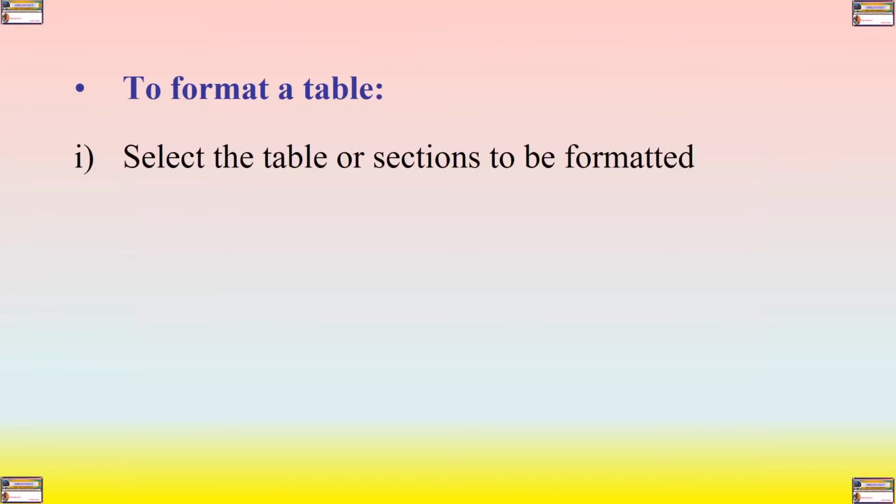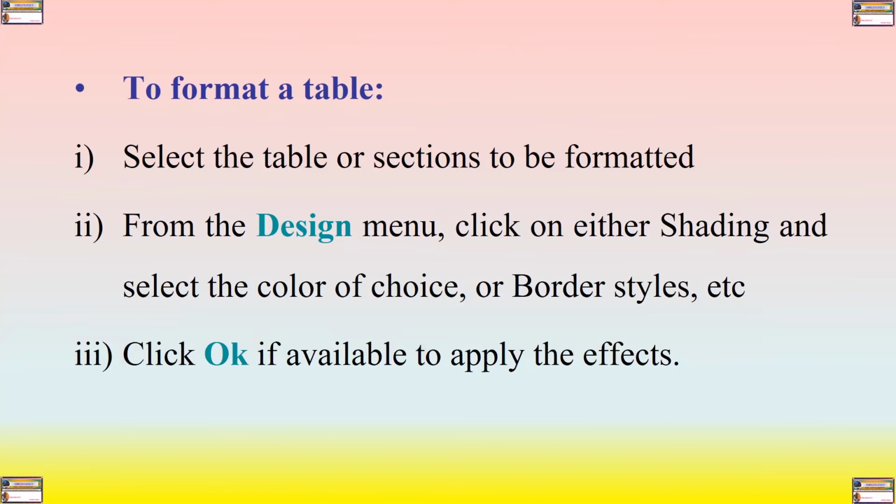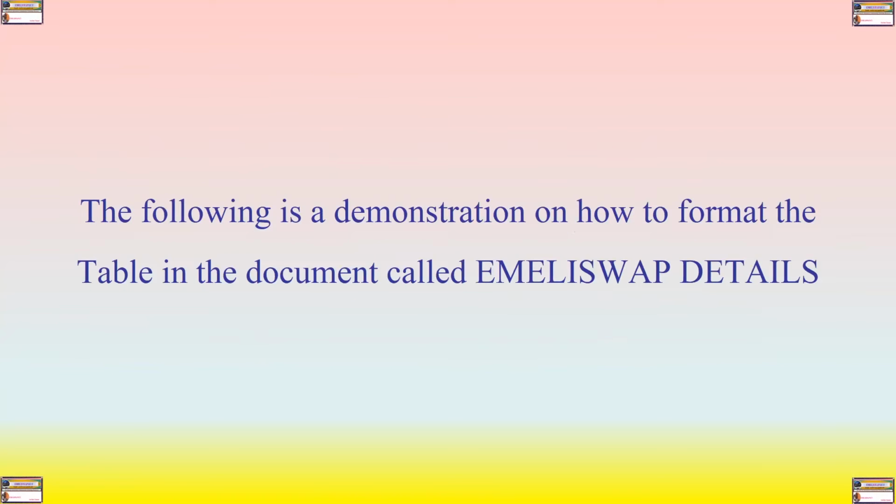So to format a table, you select the table or sections to be formatted. Then from the design menu, click on either shading and select the color of choice, border styles, etc. Then you click OK if OK is available to apply the effects. This is because it depends on the version of Microsoft Word that we are using. The following is a demonstration on how to format the table in our document called MLSWAP details.